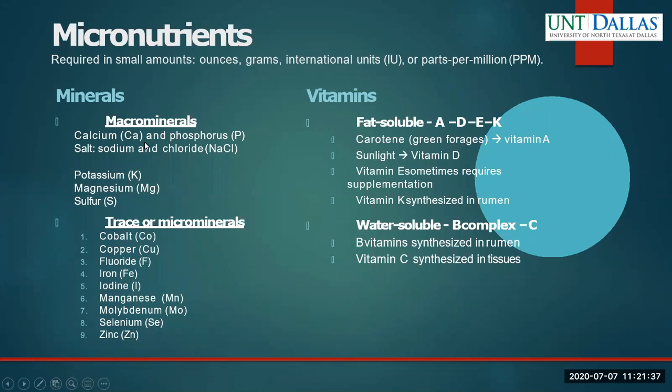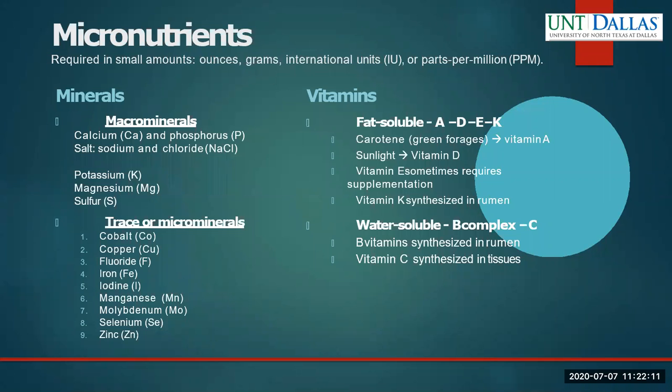When we talk about macro minerals, that includes calcium, phosphorus, sodium, potassium, magnesium, sulfur, chloride. The micro mineral requirements for sheep and goats include iodine, copper, cobalt, iron, manganese, molybdenum, selenium, zinc. So these are all the micronutrients, or we can say the micro minerals.